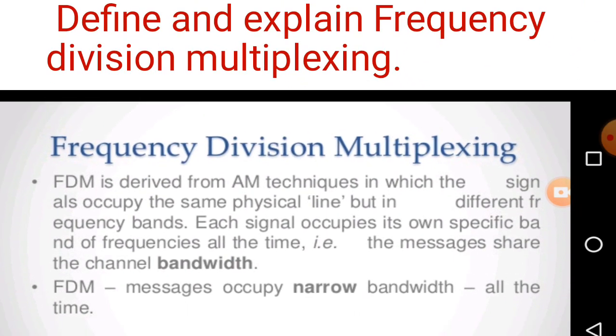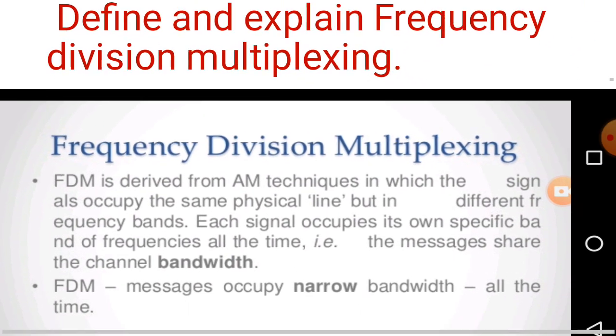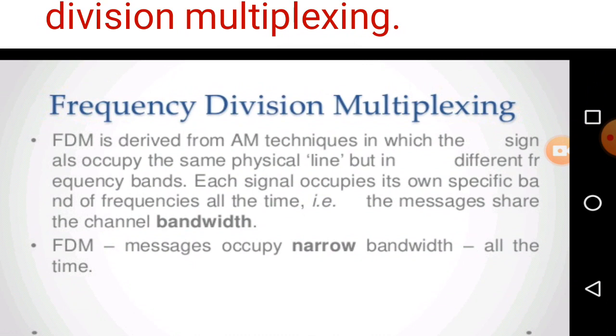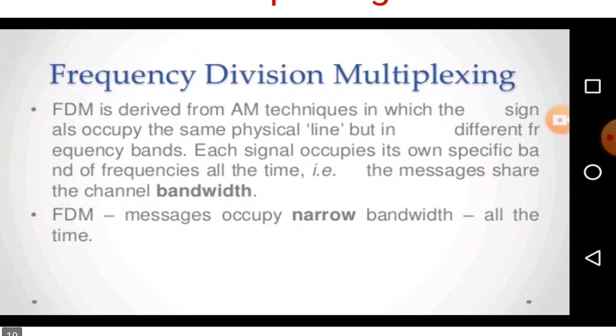Define and explain frequency division multiplexing. FDM is derived from amplitude modulation techniques in which the signals occupy the same physical line but in different frequency bands. Each signal occupies its own specific band of frequencies all the time. That is, the messages share the channel bandwidth. FDM messages occupy narrow bandwidth all the time.